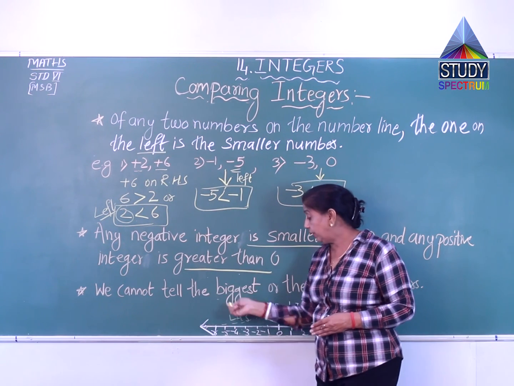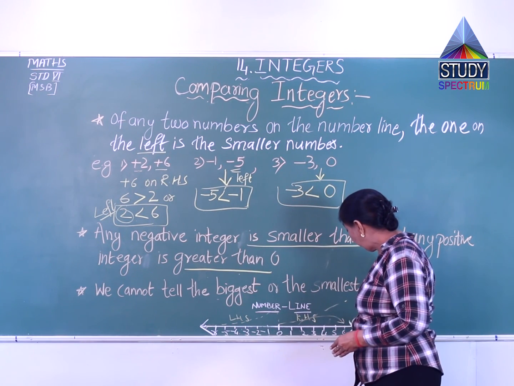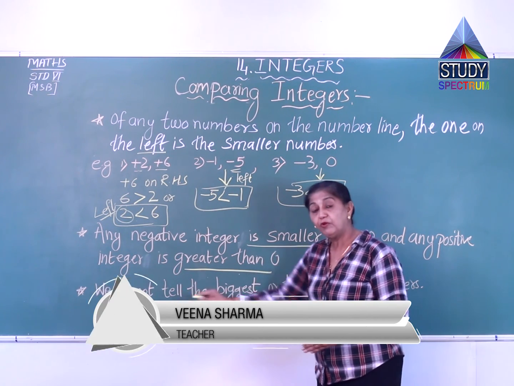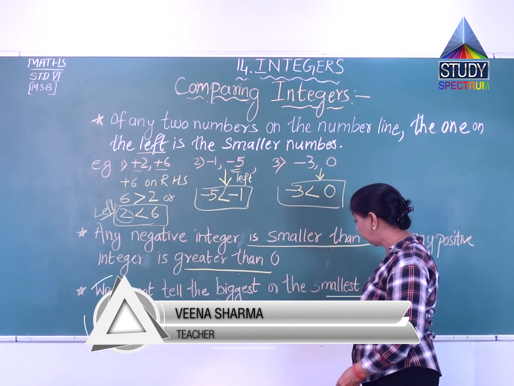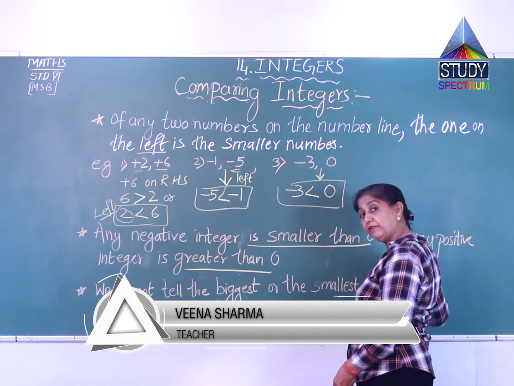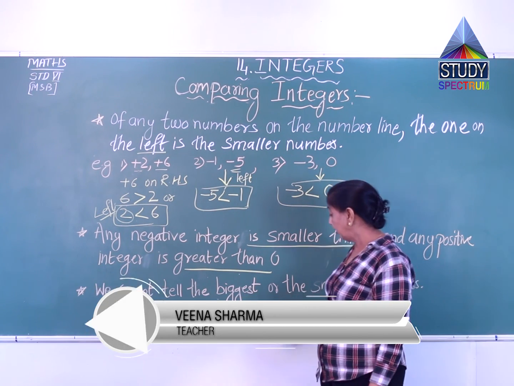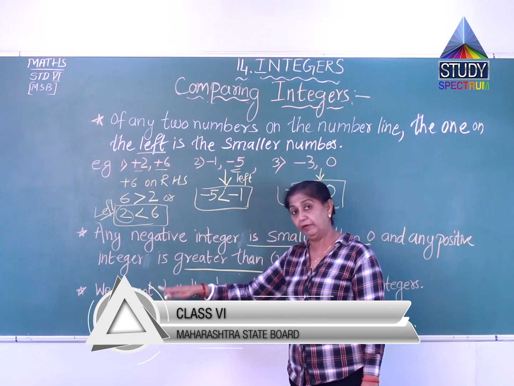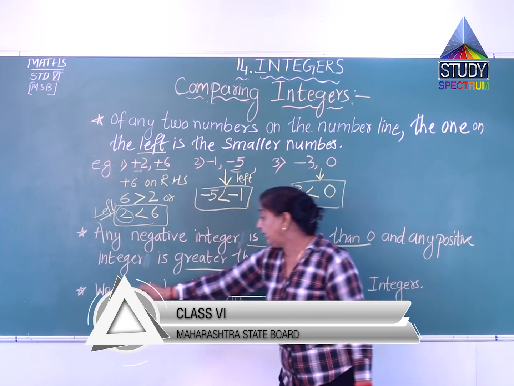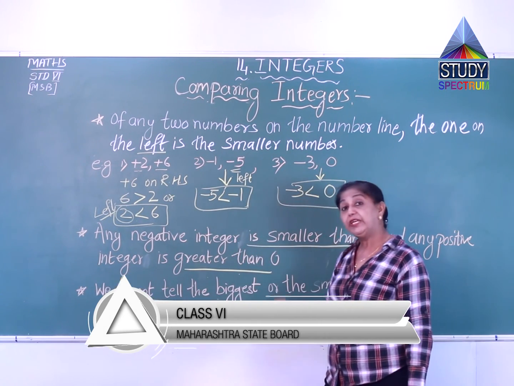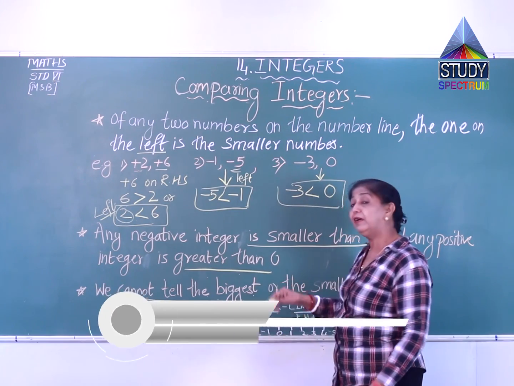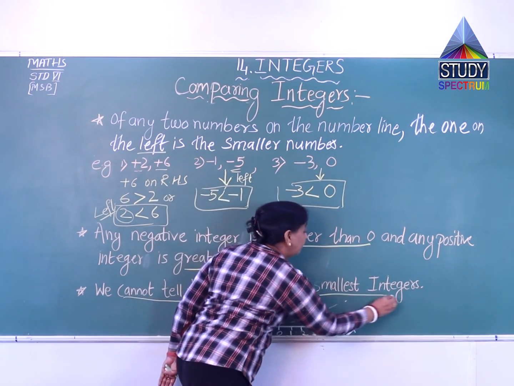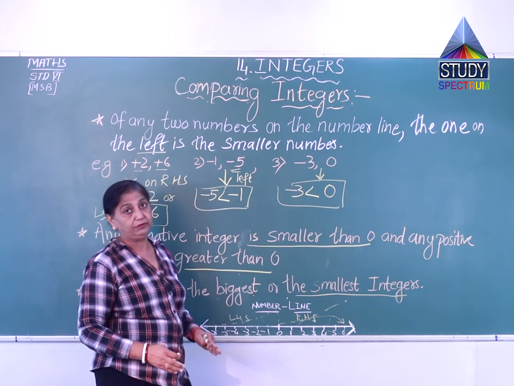In the same way, in the number line you can see there is an arrow mark on both sides. That means it goes on from both sides. The positive numbers, 1, 2, 3, 4, 5, 6, 7, 8, like this will go on. In the same way the negative numbers, minus 1, minus 2, minus 3, will go on. That means we cannot tell the biggest or the smallest integer.